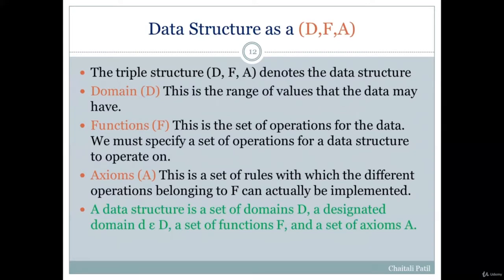A data structure can be represented by using a set of DFA, where D stands for domain, F stands for function, and A stands for axioms. Domain gives the range of the values that the data may have. Function is the set of operations for that data. An axiom is nothing but the rules with which the different operations belonging to function F can actually be implemented.